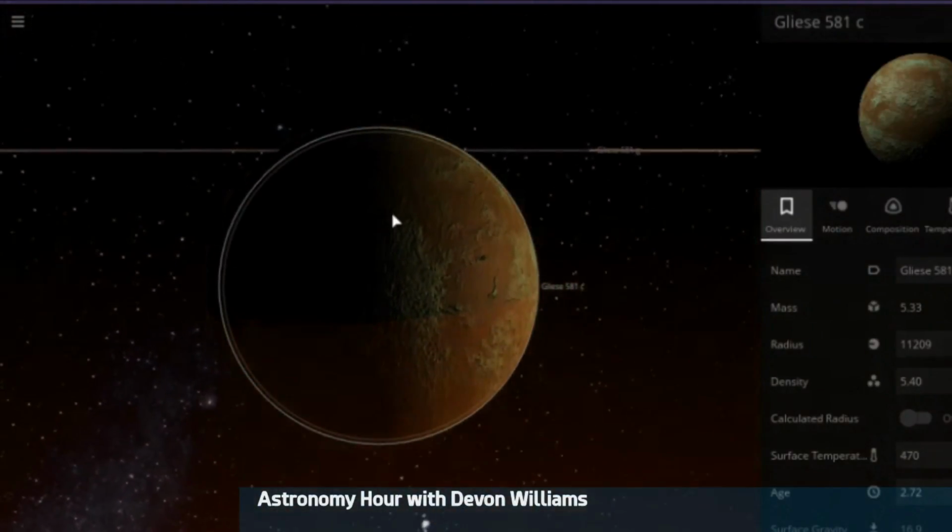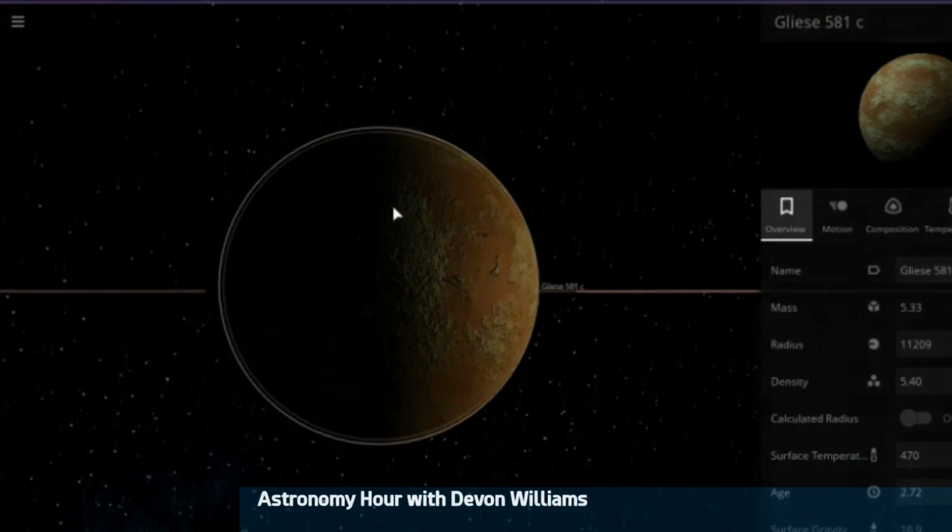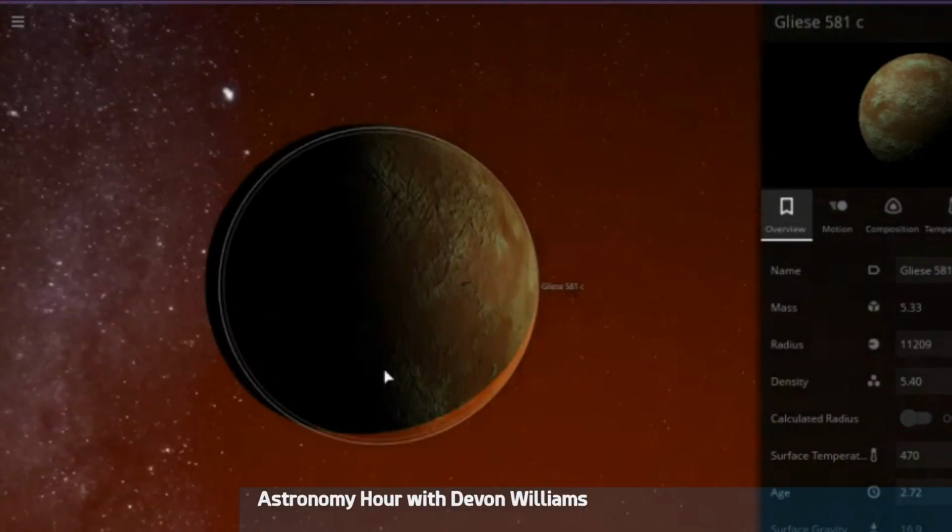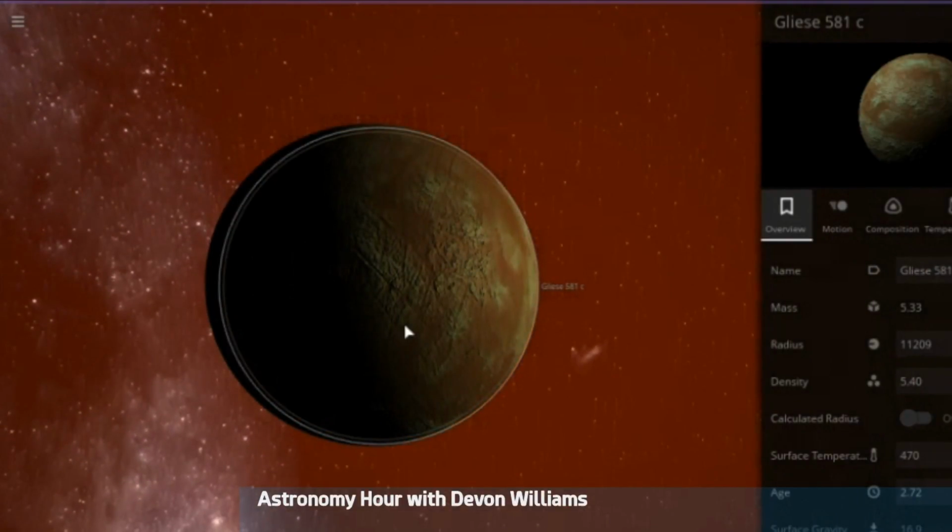And what that would end up causing is a runaway greenhouse effect. And this planet would have more than enough mass to trap that kind of thick atmosphere. So that runaway greenhouse effect has more than likely occurred here on Gliese 581c. So that is why we expect that Gliese 581c is a planet that is very, very similar to Venus.